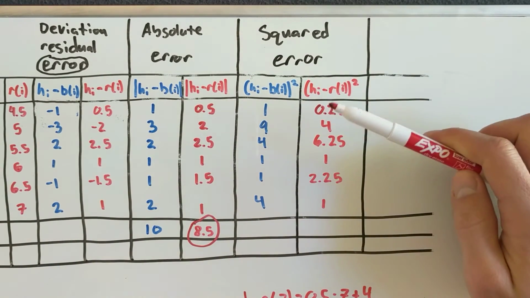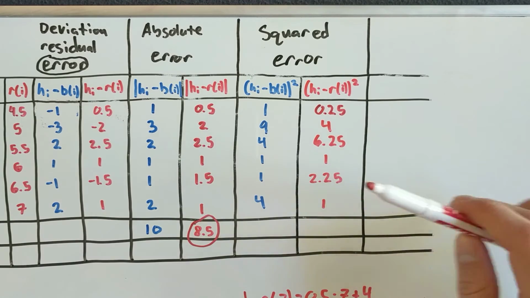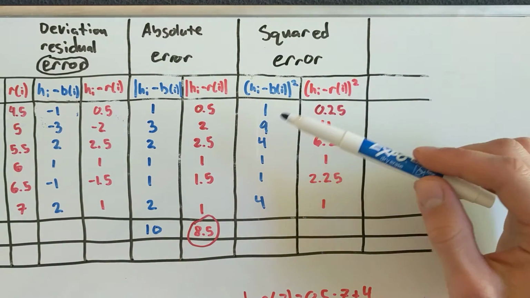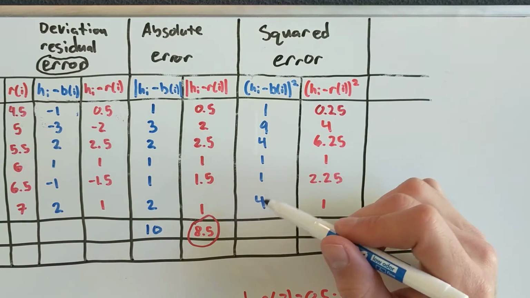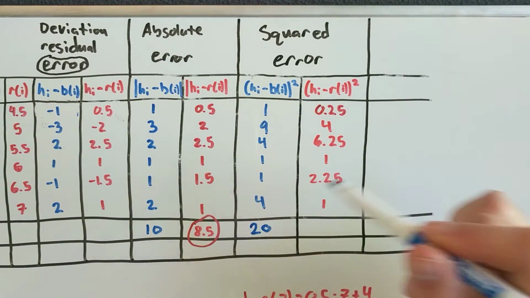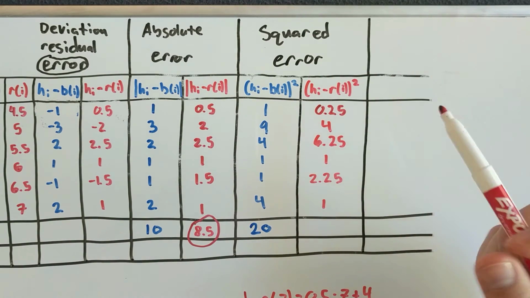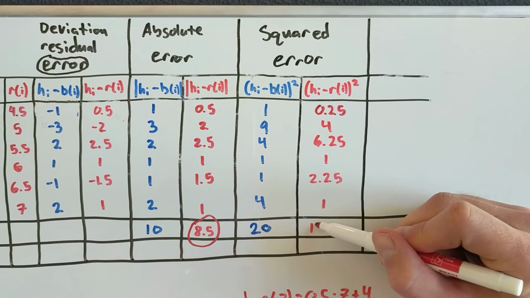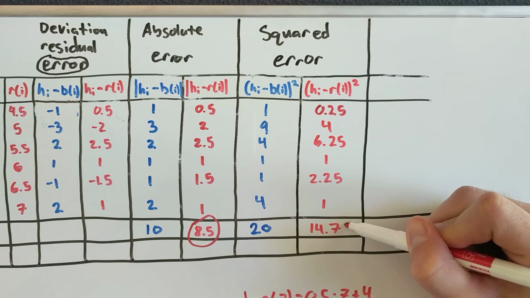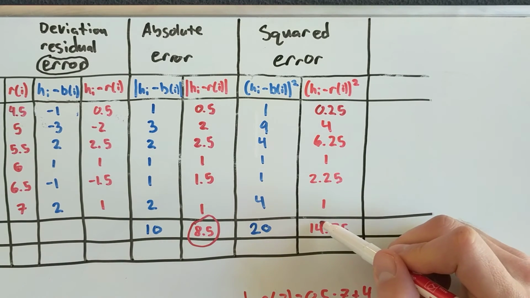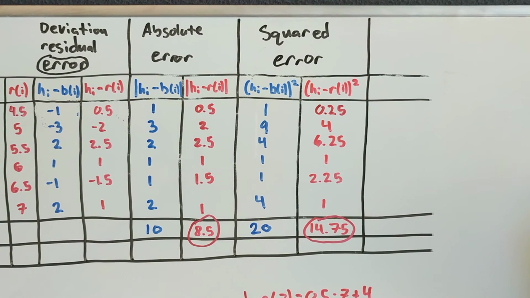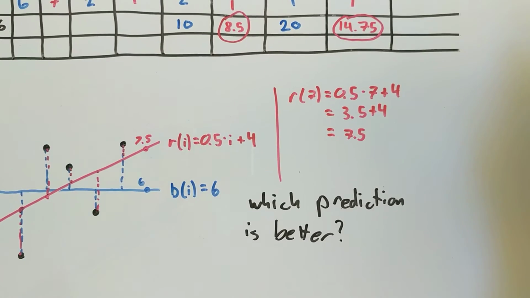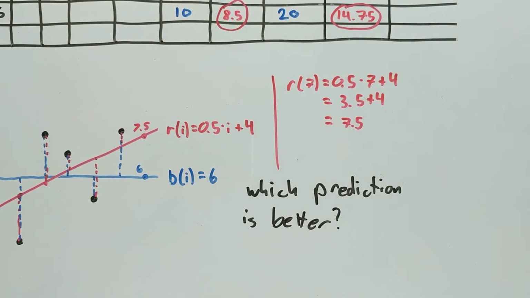So here's the rest of these values. And let's find the sum of the squared error. The total squared error for the blue line turns out to be 20. And the total squared error for the red line turns out to be 14.75. And again, golf scoring, the red line wins. We have a lower total squared error. So what's our summary here? Which prediction is better?